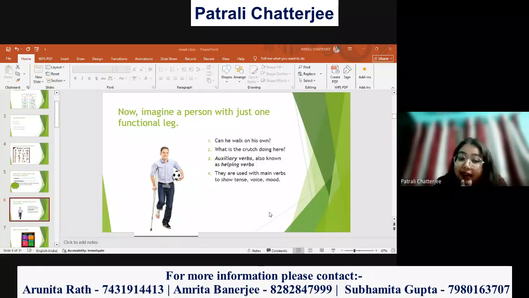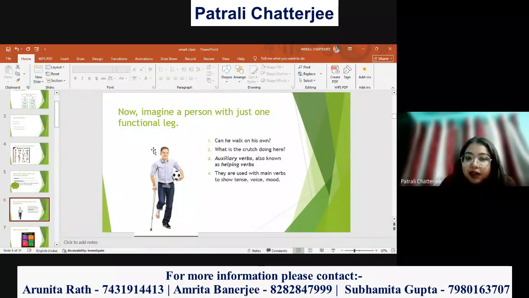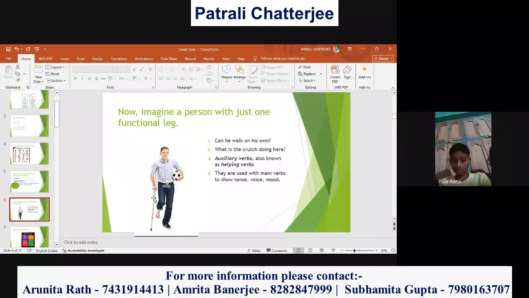Absolutely. He's using a crutch. It's called a crutch. And he's walking with the help of a crutch. Now, why do you think I have given such a weird picture of a limping man while talking about verbs? Because if you consider this man, or if you consider this crutch as a helping verb and this man as a main verb, the main verb is being helped by this helping verb, that is the crutch.